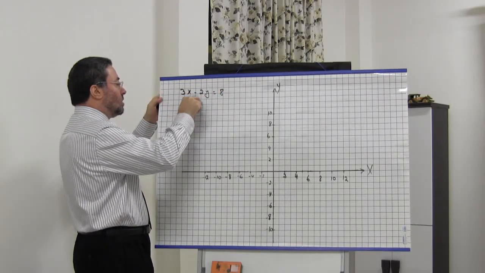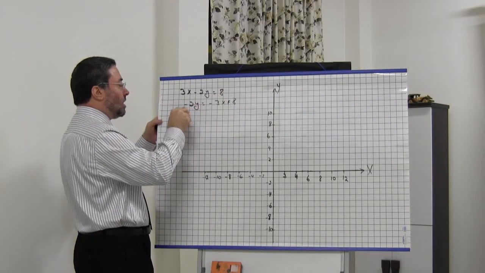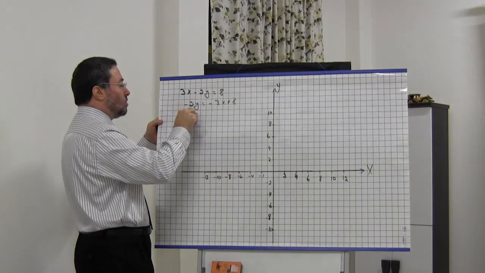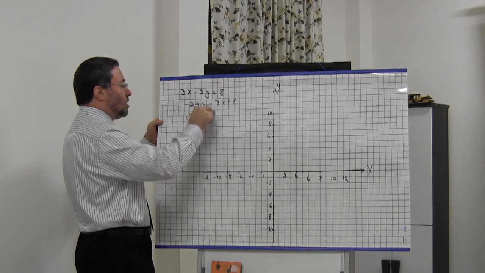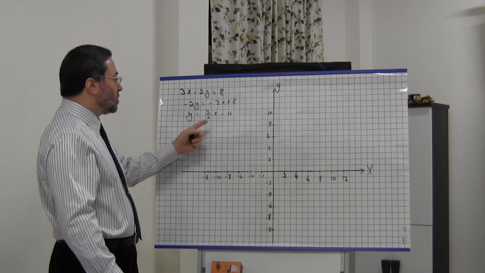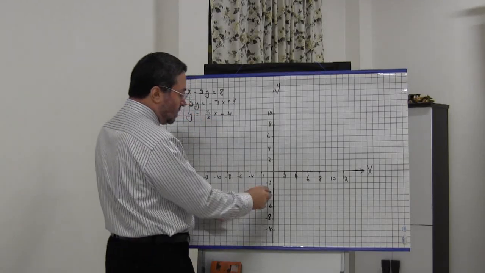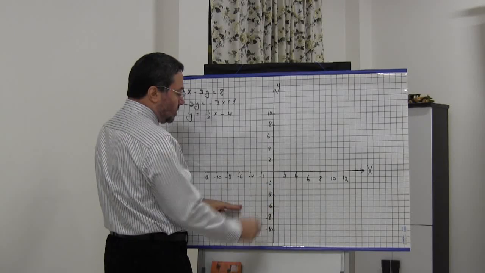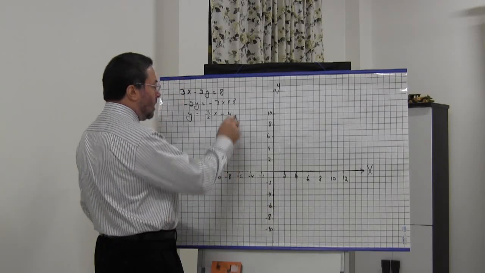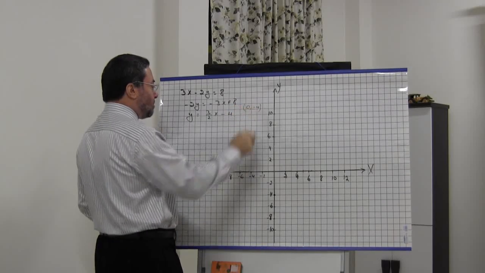Minus 2y equals minus 3x plus 8. Divided by minus 2, we get y equals 3 over 2 x minus 4. The slope is 3 over 2 and the y-intercept is minus 4. And graphing this, our first point is the y-intercept, and its coordinates are 0, minus 4.